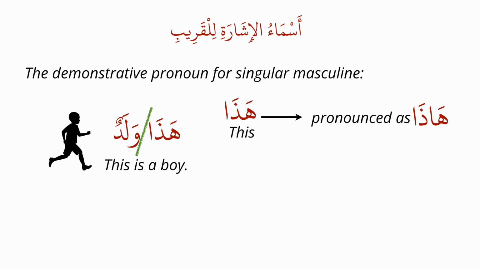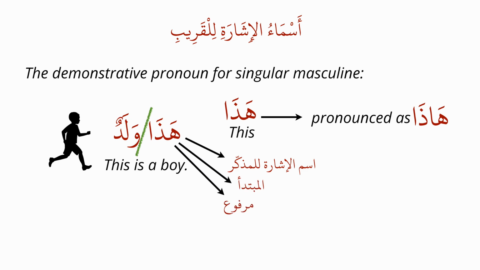So, if we analyze the sentence, we have هذا, which is اسم الإشارة للمذكر, meaning the demonstrative pronoun for masculine. It is al-mubtada, the subject, and it is marfu' in the nominative case. While the noun walad is ism, meaning a noun. It is al-khabar, meaning the predicate, and it is marfu', meaning in the nominative case.